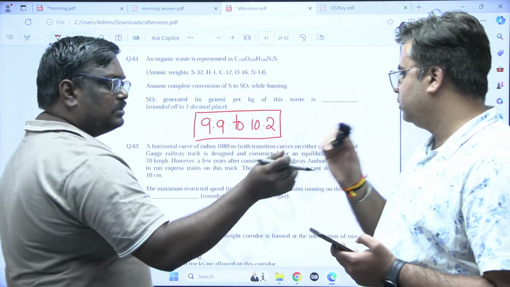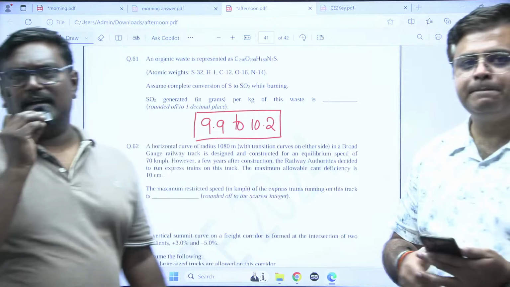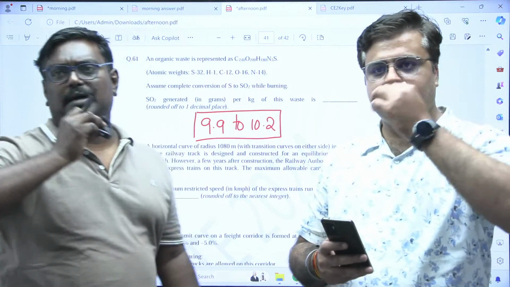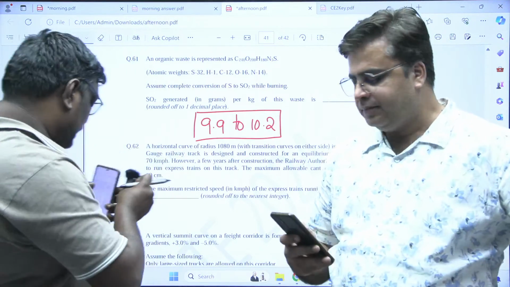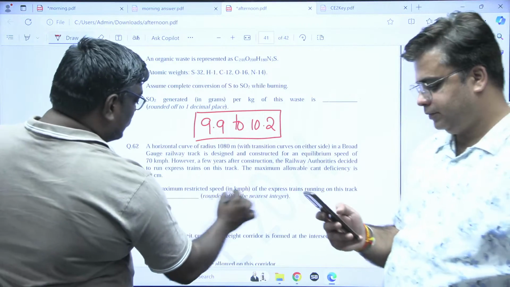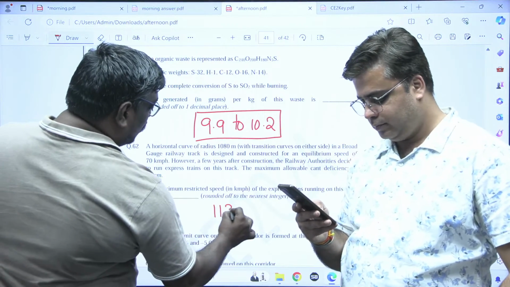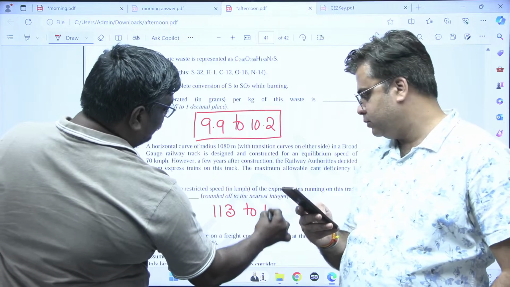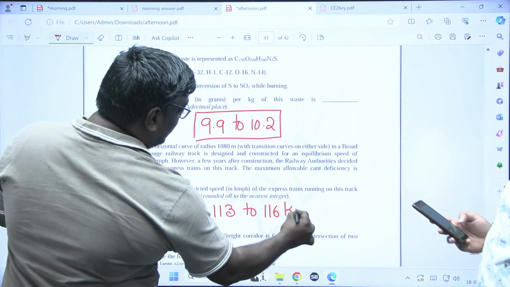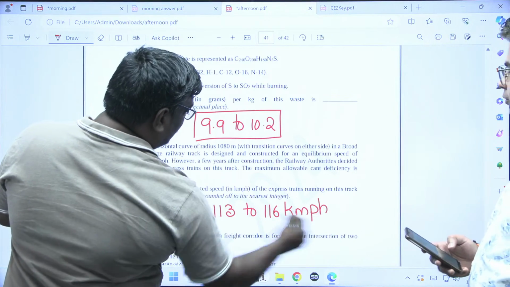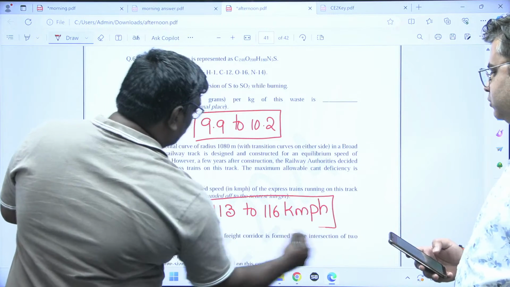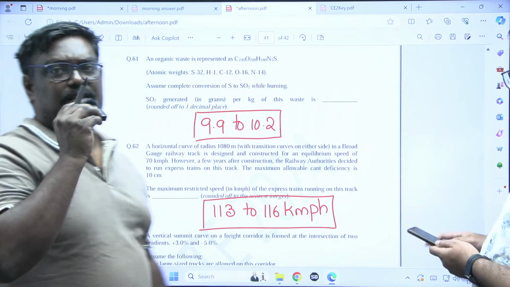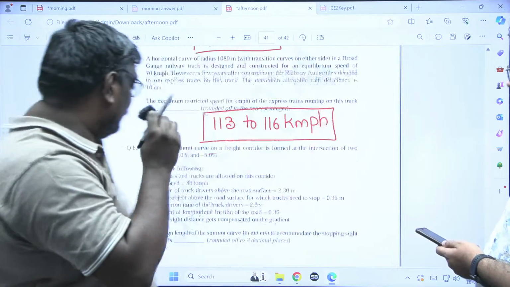Now see students, for this question you might have observed that in some solutions you might find some wrong solutions. But here for question 62, the maximum restricted speed is 113 to 116 kilometer per hour. Some of the students have asked me, sir, is 113 correct? It is absolutely correct for your information.